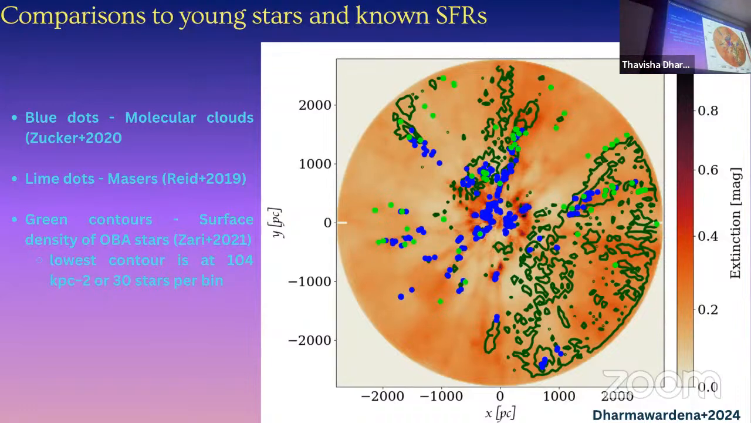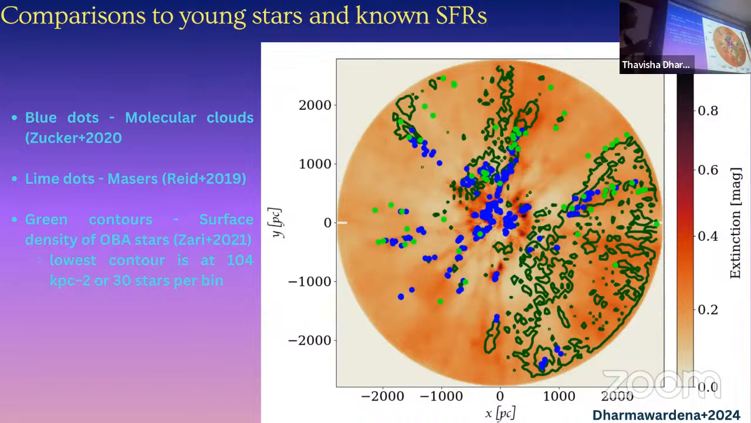And then we have some of the lime dots, which are masers. These are young YSO masers, and they're confirmed. And then in the green contours, we have OBA stars. And we can see very nicely, especially with the green contours, there's quite a lot of agreement, especially towards the galactic center. Same with the masers, as well as the star-forming clouds.